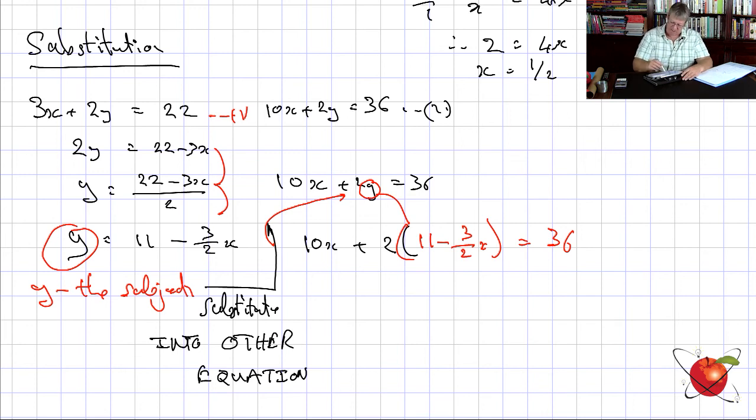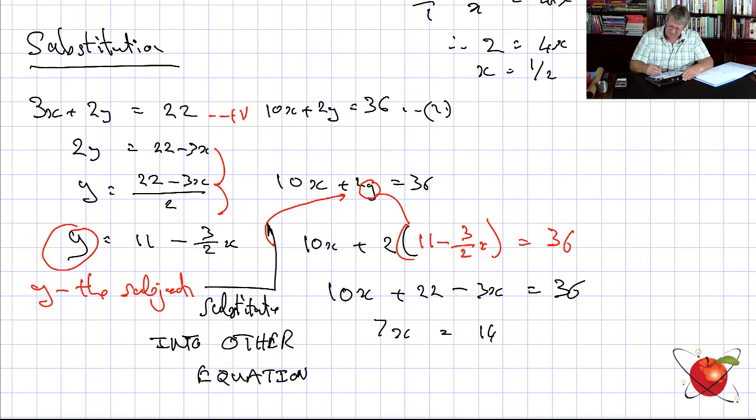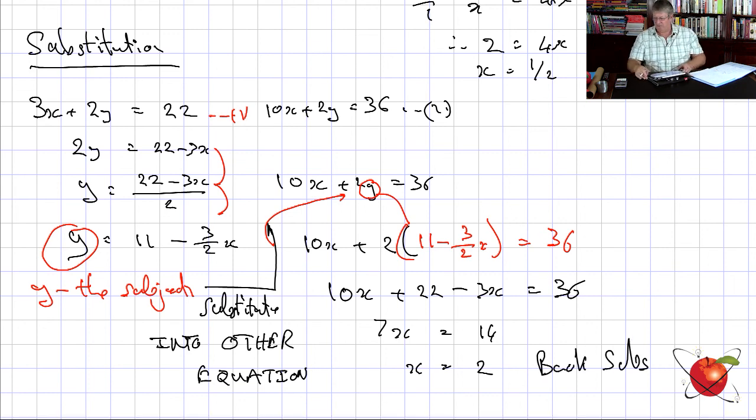So now we've got our equation, and you can see what we've got is 10x plus, let's multiply it out, 22 minus 3x equals 36. All right, so 10x minus 3x is 7x, is equal to 36 minus 22, which is 14, therefore x is equal to 2. To find y, back substitute into any one of those like we did before, right? That's what we would do.